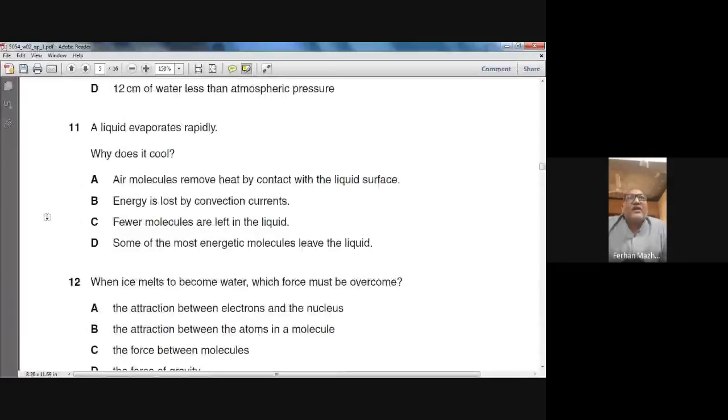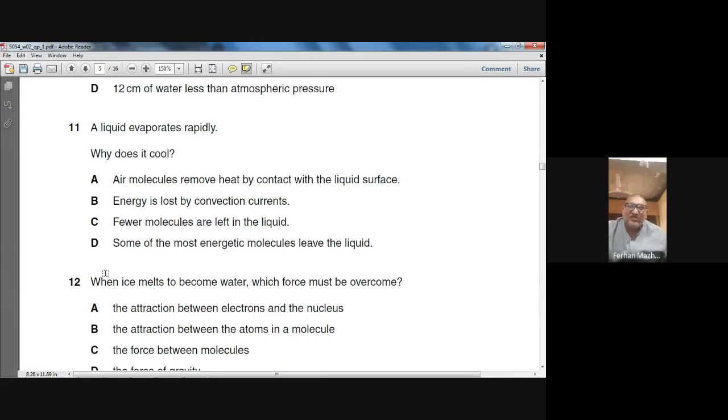A liquid evaporates rapidly. Why does it cool? Why will the liquid cool? Because the molecules with the higher energy have left the liquid. That's why the liquid cools down. The molecules with the higher kinetic energy leave from the surface of the liquid, and the molecules which are left in the liquid have low kinetic energy. So that's why the liquid will cool down.